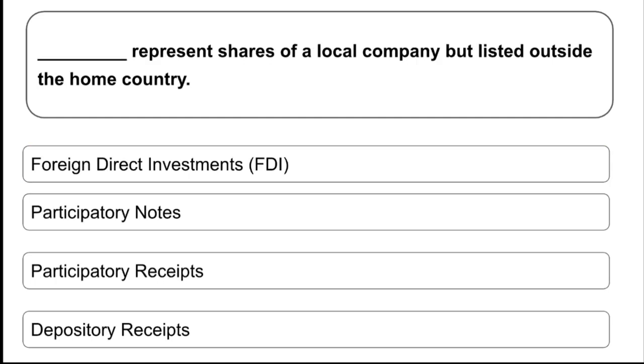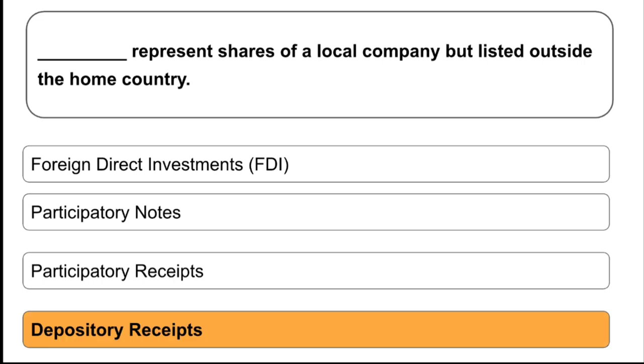Dash represents shares of a local company but listed outside of the home country. Options are: A, foreign direct investment; B, participatory notes; C, participatory receipts; D, depository receipts. And the correct answer is depository receipts.